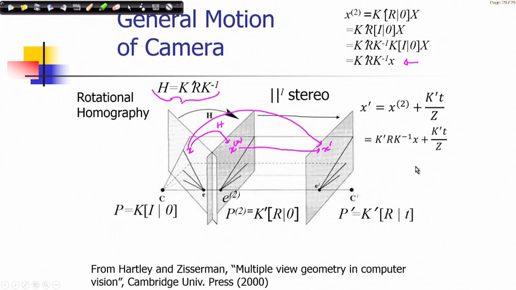Now, it is a simple algebraic manipulation. So, I can bring k prime t by z to this side, x prime, and then divide by k prime t, then z should be equal to k prime t divided by x prime minus k prime r k inverse x. So, from here we can get this relationship. So, in this way we can obtain the depth or z coordinate of the scene under this situation of arbitrary general motion of the camera.